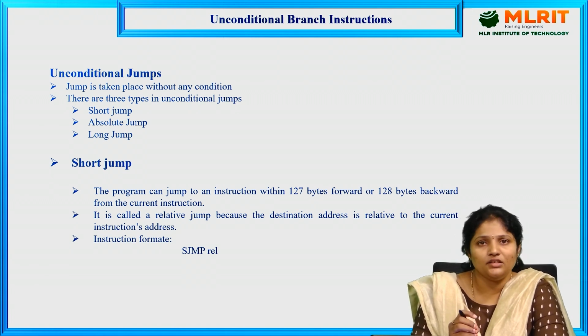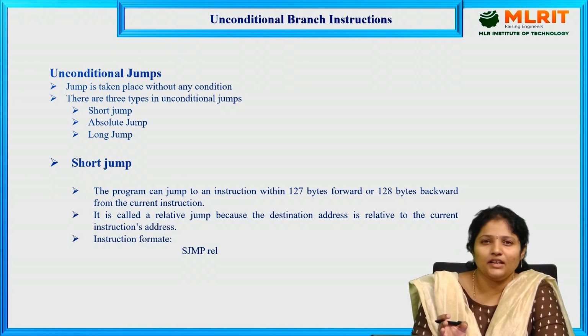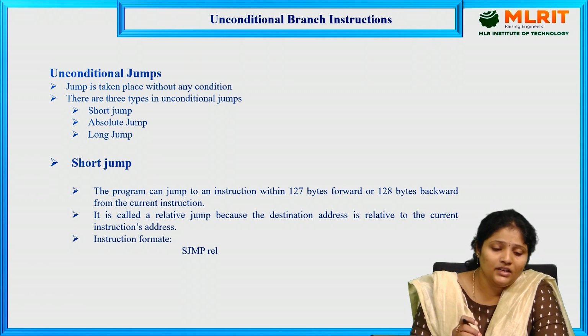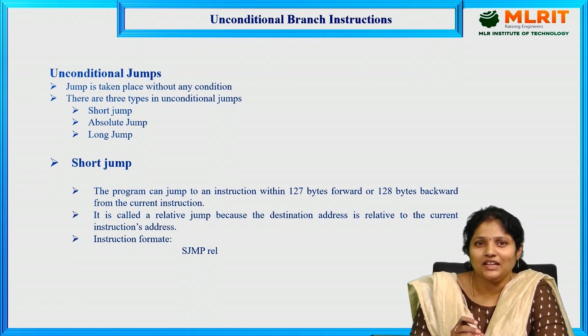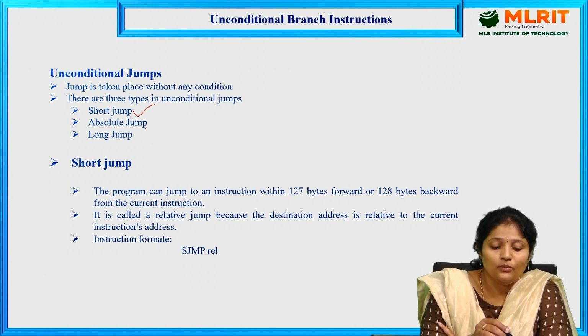Here in this 8051, we are having 3 types of jumps. Unconditional jumps: it doesn't matter whether the condition is satisfied or not. There is no condition at all here. So it will directly jump to that particular address location and start executing from there itself. But here we are having 3 types of unconditional jumps. The first one is short jump, the second one is absolute jump, and the third one is long jump.